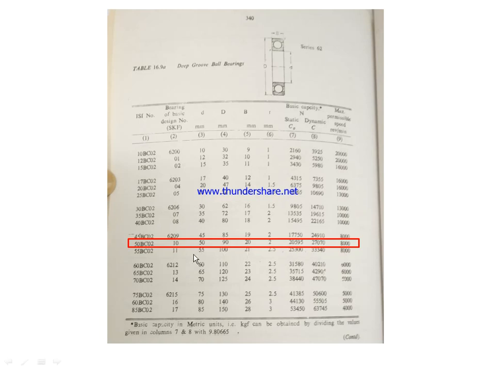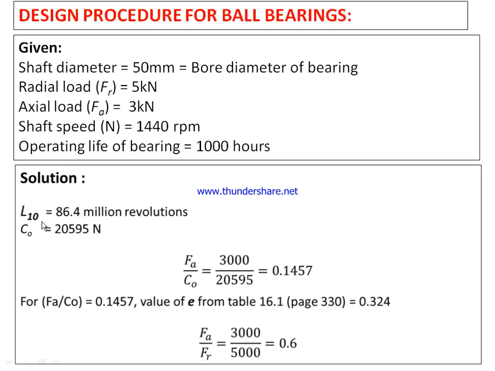So for this bearing 6210, as a first trial you have chosen this. You see the bore diameter is 10, 50 millimeter, means if you multiply this 10 by 5 you will get this bore diameter. Now, as already calculated, the life is 86.4 million revolutions. Basic static capacity from the tables is 20,595 Newton, and then next step is to calculate this ratio FA by C0.